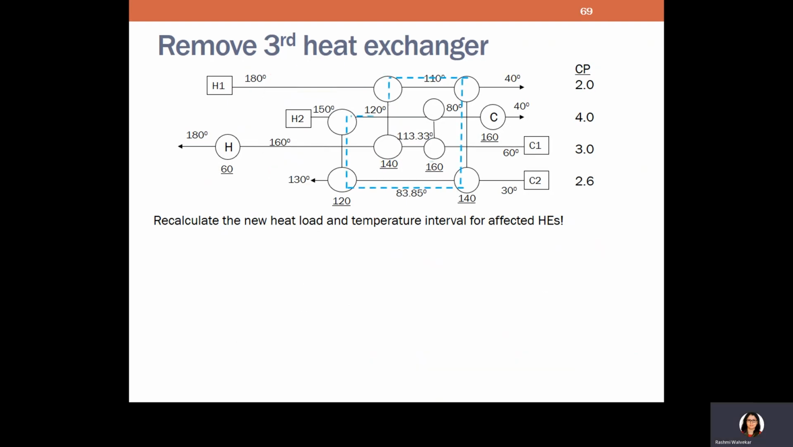Lastly, move to the third loop. Identify which has the smaller duty. 120, 140, 160, 140. Smallest is 120, so we remove this. Now you need to remember how you are going to distribute this within the loop. So this 120 is minus off. This is connected to this exchanger, so I'm going to add plus 120 here.